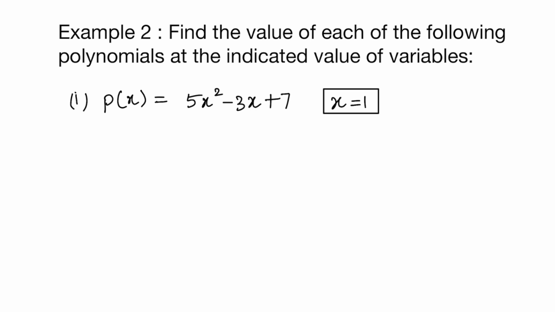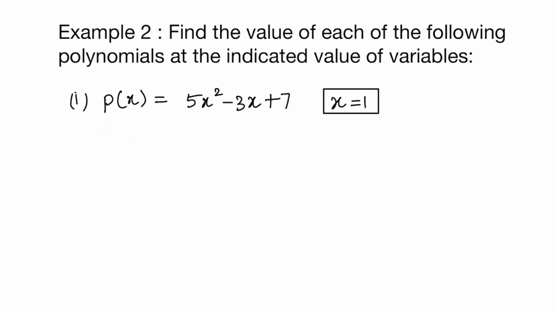Here goes the question. Find the values of each of the following polynomials at the indicated value of variables. What do they mean by that? In this question we are given a polynomial. This is the first subdivision. We are given a polynomial which is p of x, meaning that it is a function of x. If you don't understand that, just leave it, it's not a big deal.